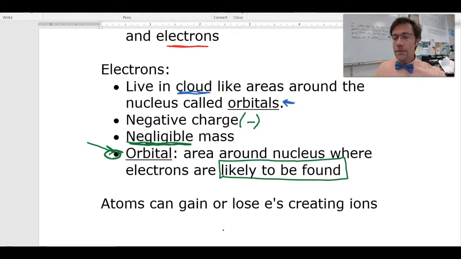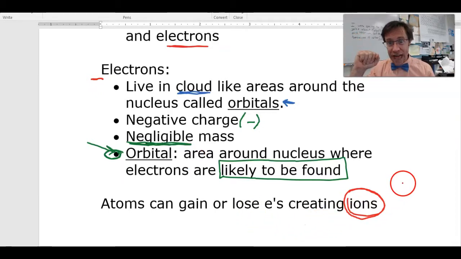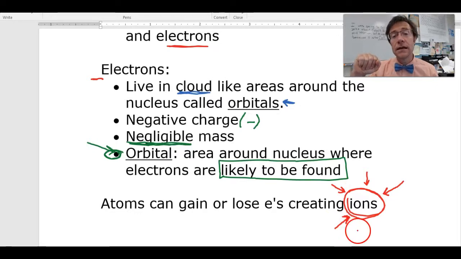Moving on, atoms can gain or lose electrons, and when that happens, they become ions. Do you see how this is a different word than atom? Once they gain or lose electrons, which can happen, these electrons can come and go. You can gain some, you can lose some. We'll talk a little bit about exactly why. But when that happens, it's no longer an atom. It is an ion, because atoms and ions are completely different. It is absolutely a chemical change.